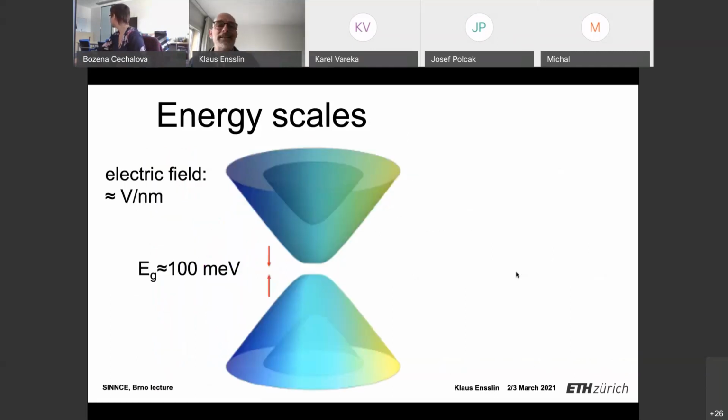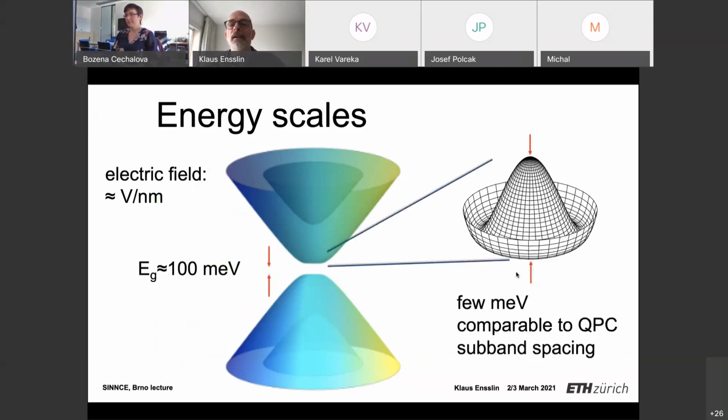Now, let's have a look at the energy scales. So here is the Mexican hat dispersion schematically. There's a band gap here that depends on the applied field. It's of the order of 100 millivolts for fields of the order of 1 volt per nanometer. Now, if you blow this up, the bottom part of the conduction band looks like that. It really looks like a Mexican hat, and that is the reason for these topological effects.